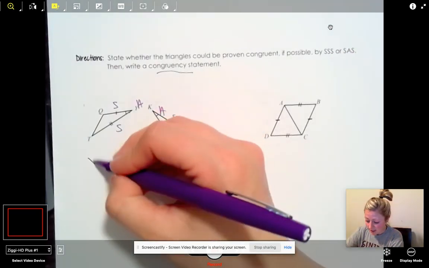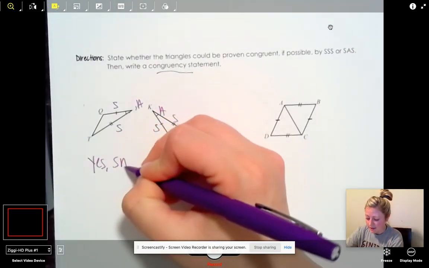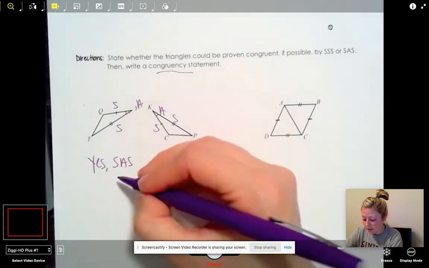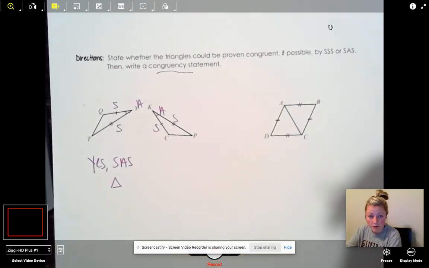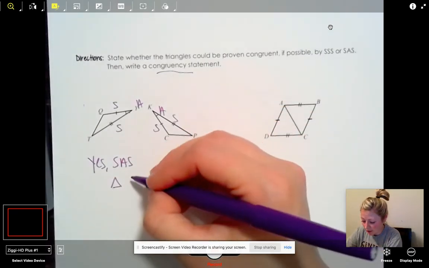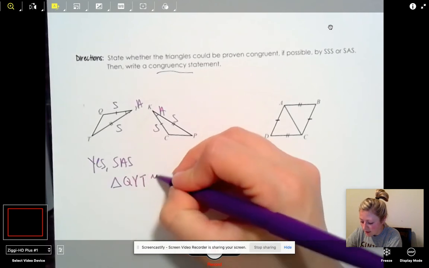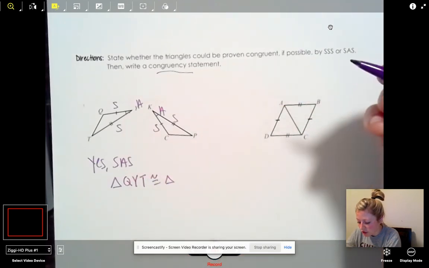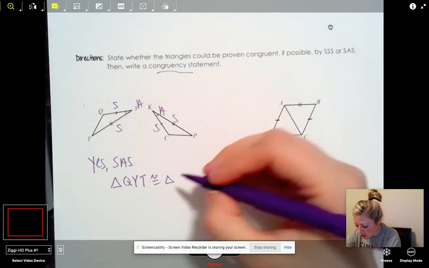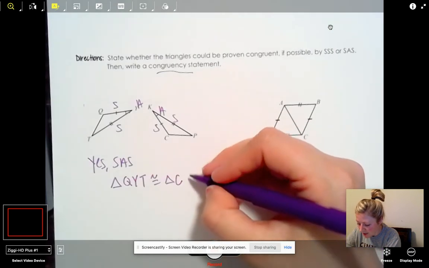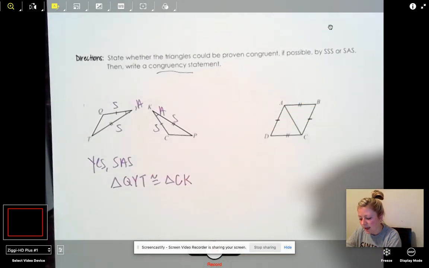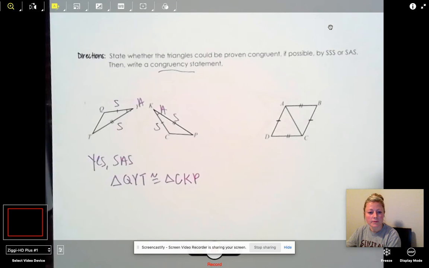So we can say yes, side, angle, side, and now we list what the congruent triangles are. So I could say triangle QYT is congruent to triangle... Now what matches Q? Well, Q matches C, Y matches K, and T matches P. There we are.